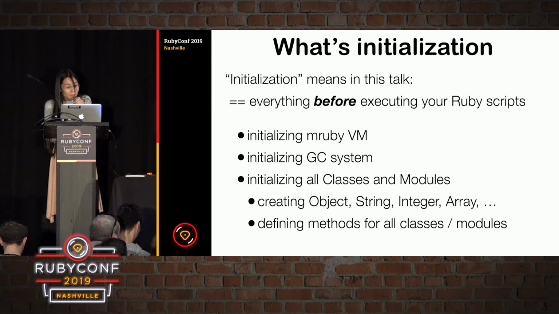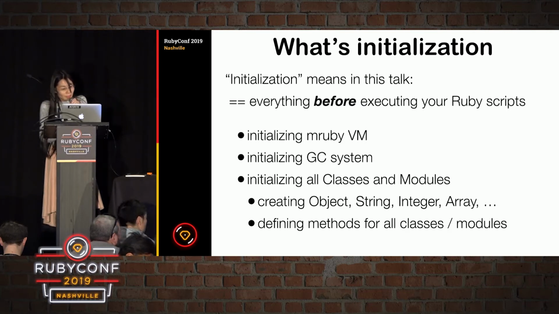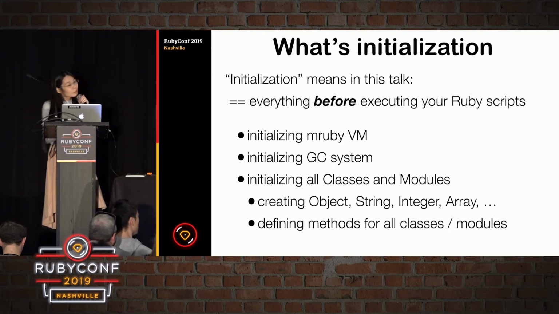There are 3 main parts of initialization. First, initialization of mrbgem. Second, initialization of GC system. Third, initialization of classes and modules. Object, string, integer, array, and other standard classes should be defined before running your code. So it should be defined during initialization process. In addition, methods of the classes should be defined too.